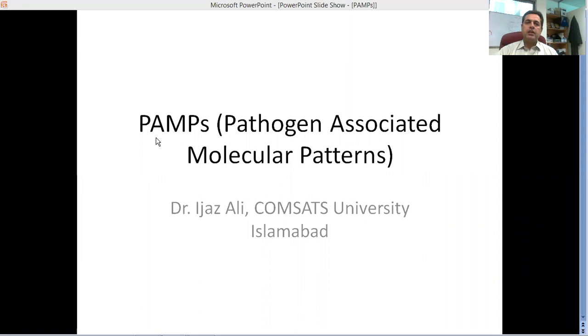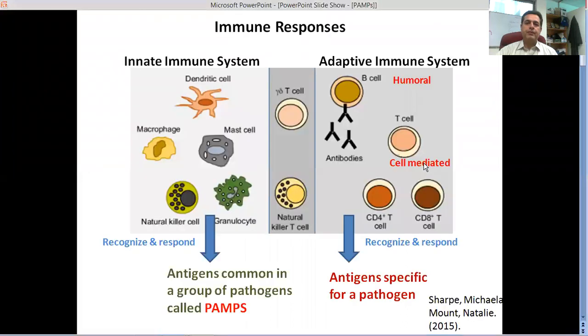Today I will tell you about PAMPs, or pathogen-associated molecular patterns, which are present on the surface of different kinds of bacteria, viruses, parasites, fungi, etc. and are recognized by cells of our immune system in order to generate responses for the clearance of these pathogens from our bodies. So if you look at immune responses in our bodies, these responses are generated by two types of cells: cells of the innate immune system and cells of the adaptive immune system.